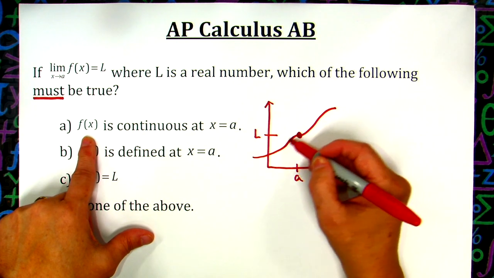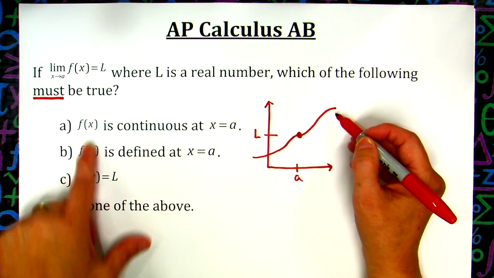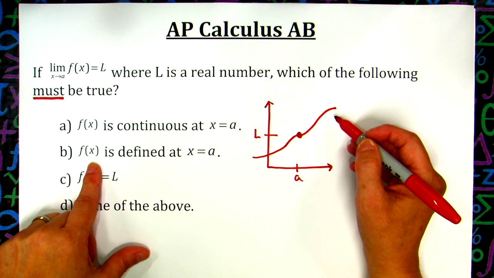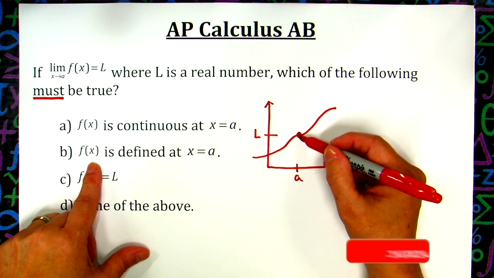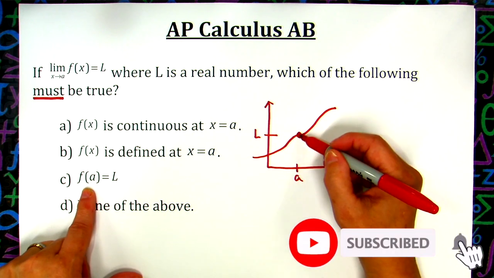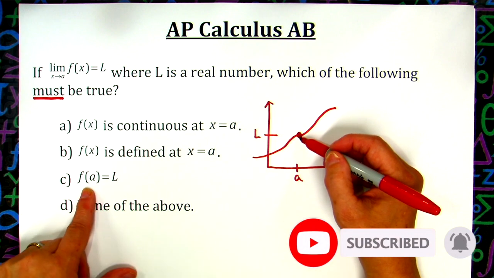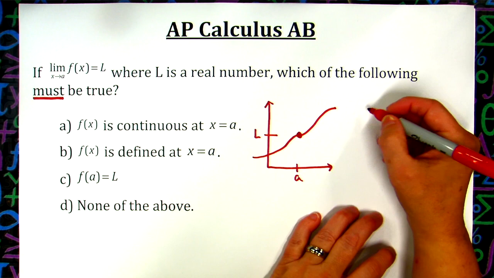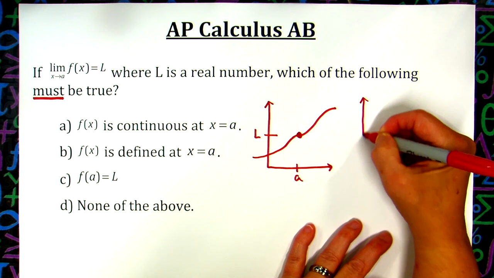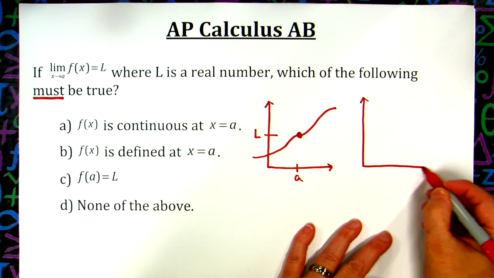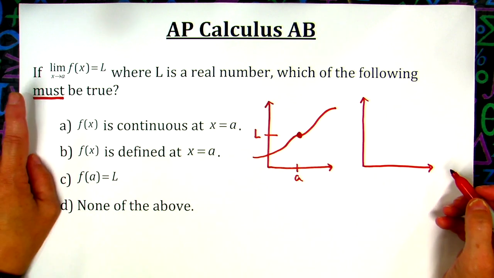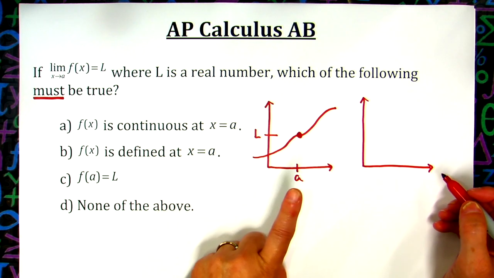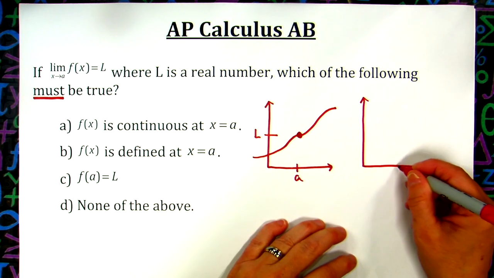Is it continuous at a? Yes, the way I've drawn this curve it is. Is f of x defined at x equals a? Yes. Does f of a equal L? Yes, it does. So that could be a possibility. However, you have to think about all of the other options and other ways that you can draw this, because it says must be true. I agree that this is true, but it doesn't have to be true.